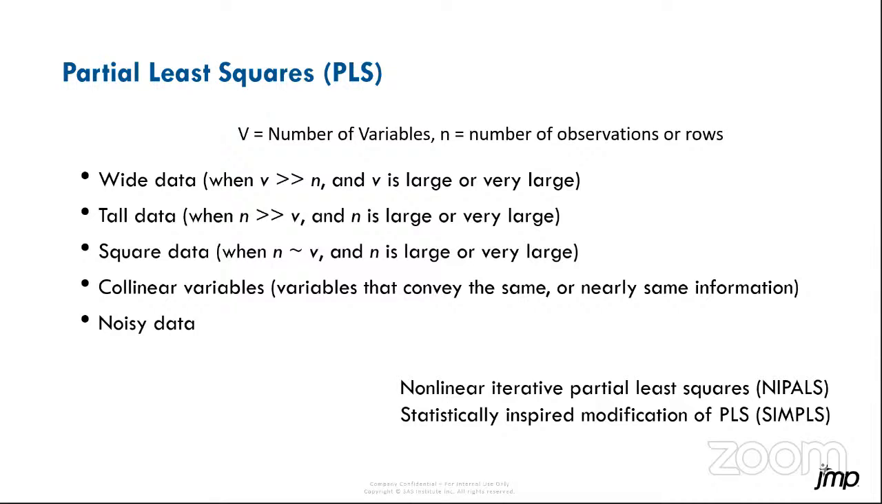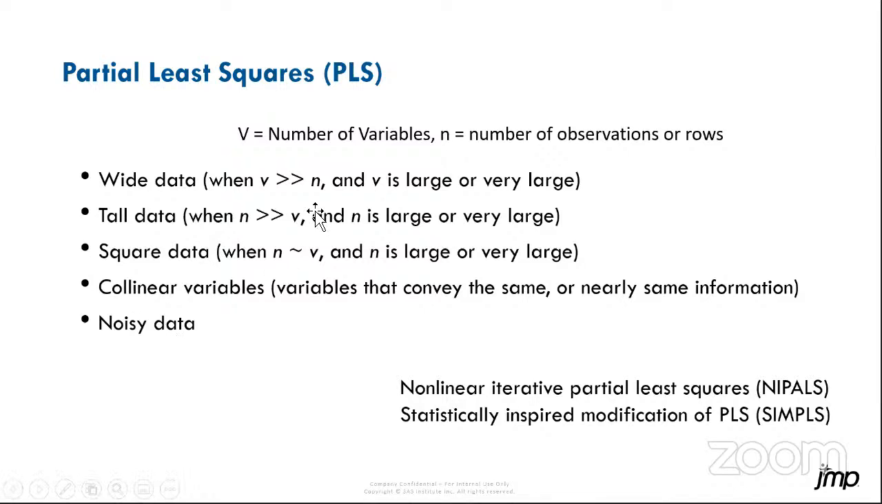So when you have wide data where V is greater than N, then you use partial least squares. When you have tall data, you use partial least squares. When you have square data, you use partial least squares. When you have noisy data, use partial least squares. Partial least squares is one of the best algorithms to apply for any regression technique or else your variable reduction technique also. So JMP has two important methods, so-called NIPALS and SIMPLS: nonlinear iterative partial least squares and statistically inspired modification of PLS. Both these approaches are there.